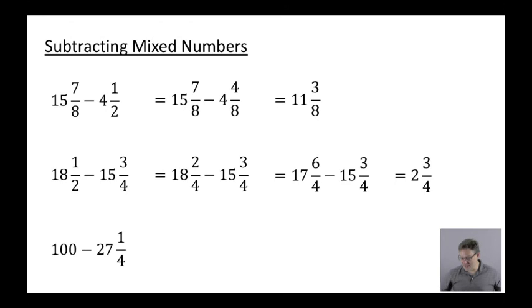Lastly, 100 minus 27 and 1/4. Well, this is a fairly obvious example of needing to borrow. We don't have any fractional part on the 100. So an easy way to do this is to simply borrow 1 from the 100, make it a 99, and turn that 1 whole into 4/4. 99 minus 27 is 72. 4/4 minus 1/4 is 3/4. So you can see here, hopefully, in a repeated sense, the need that we sometimes have for borrowing when we're doing the subtraction of mixed numbers.